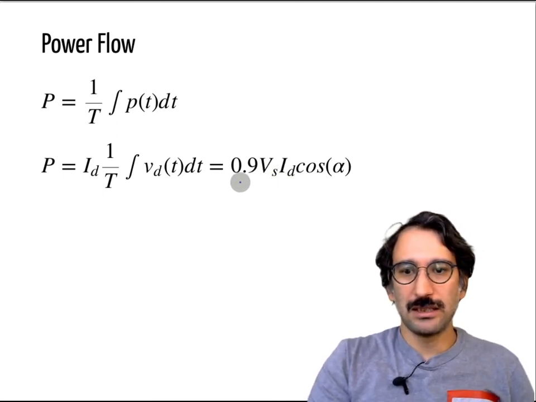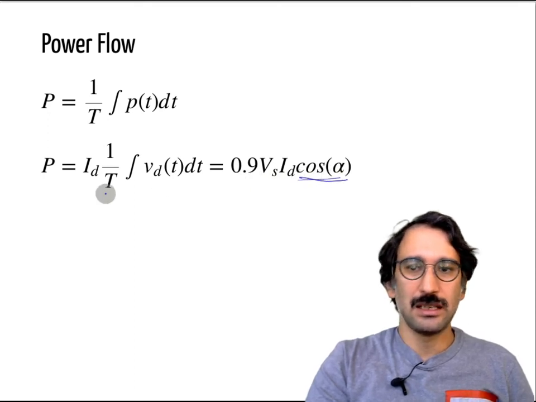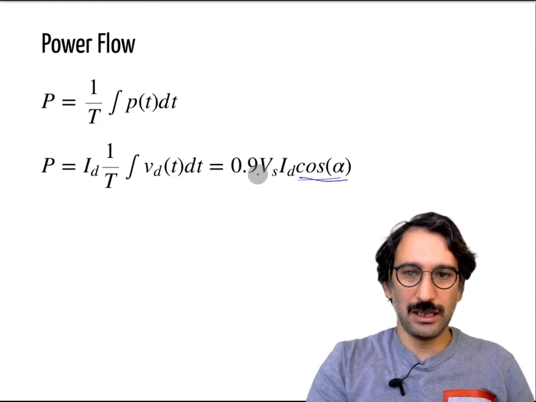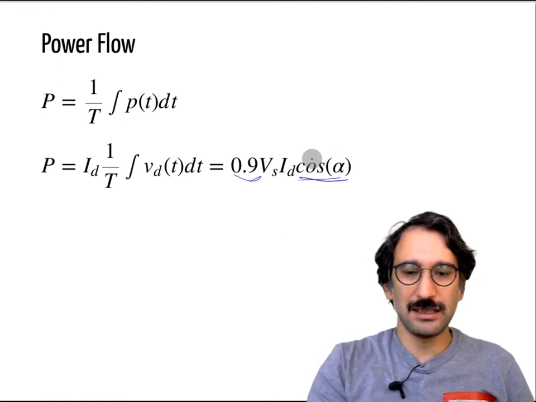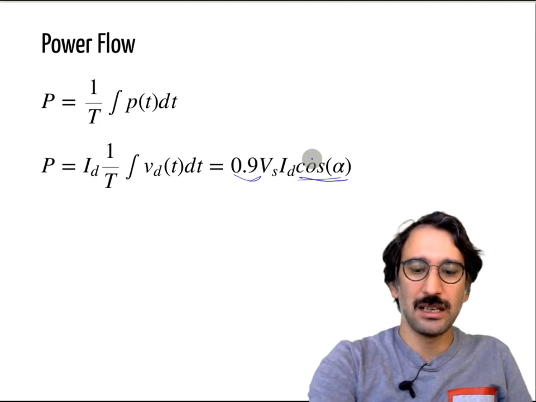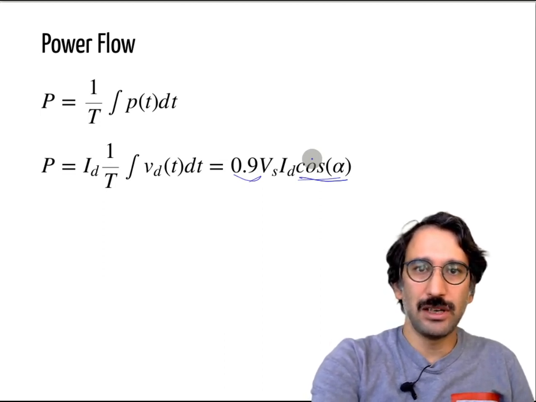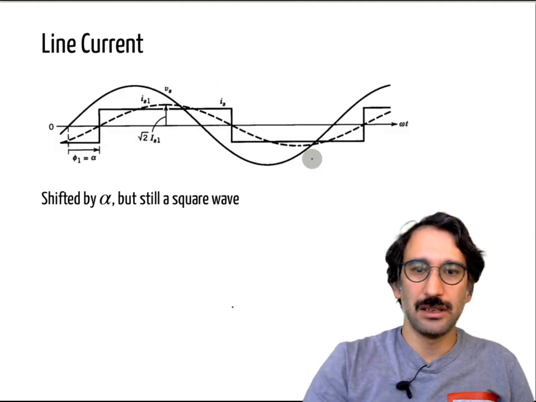And you can see the real power is a factor of cosine alpha, and because of that conversion ratio I have 0.9 Vs in my calculations. Let's have a look at the current waveform. In the last video we discussed it is a square waveform on the grid side, but it is slightly different than a diode rectifier.